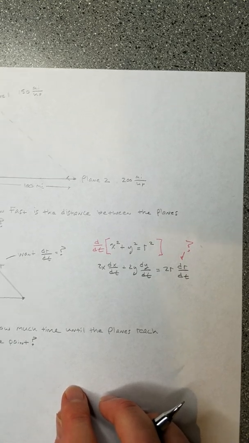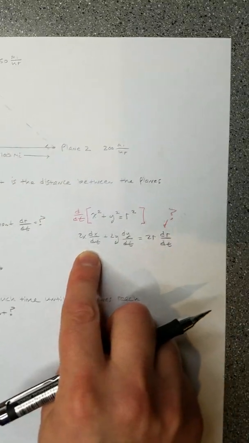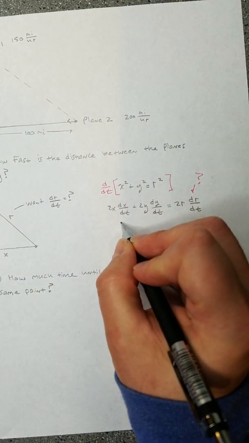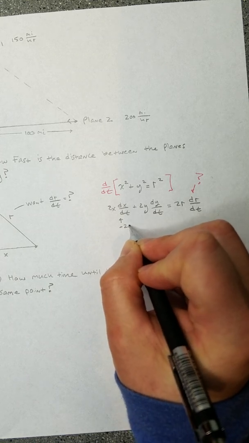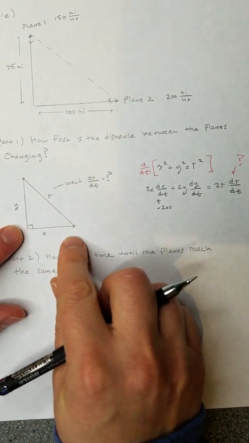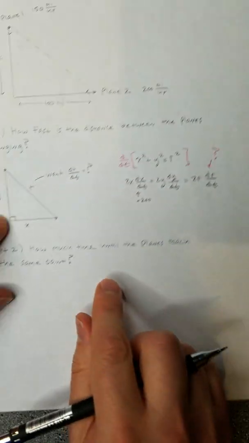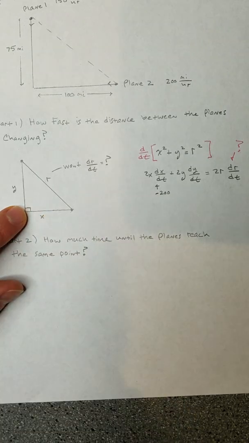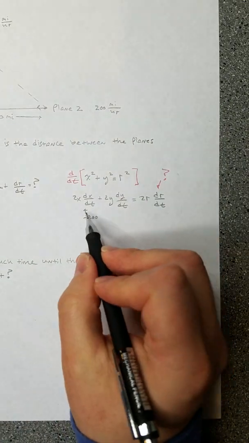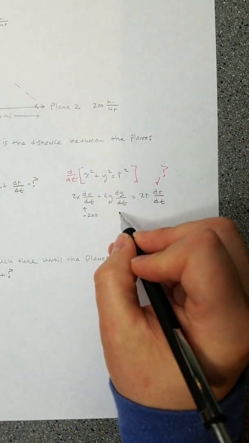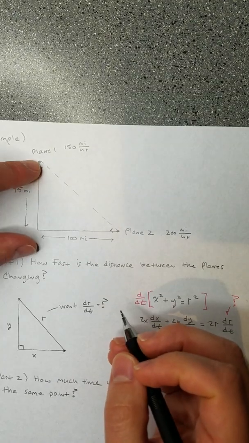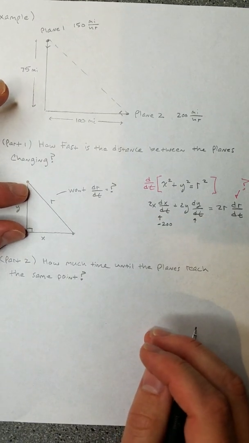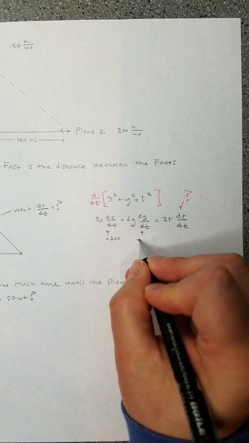So dx/dt is 200. Well, let me write it like this. That's negative 200. Why negative? Well, I know the plane's flying through the air at 200 miles an hour, but this part of the triangle is shrinking by 200 miles an hour. So we need to incorporate the negative. And then what's dy/dt? Well, this plane's flying that way at 150 miles an hour. The vertical dimension of the triangle is shrinking by 150 miles an hour.